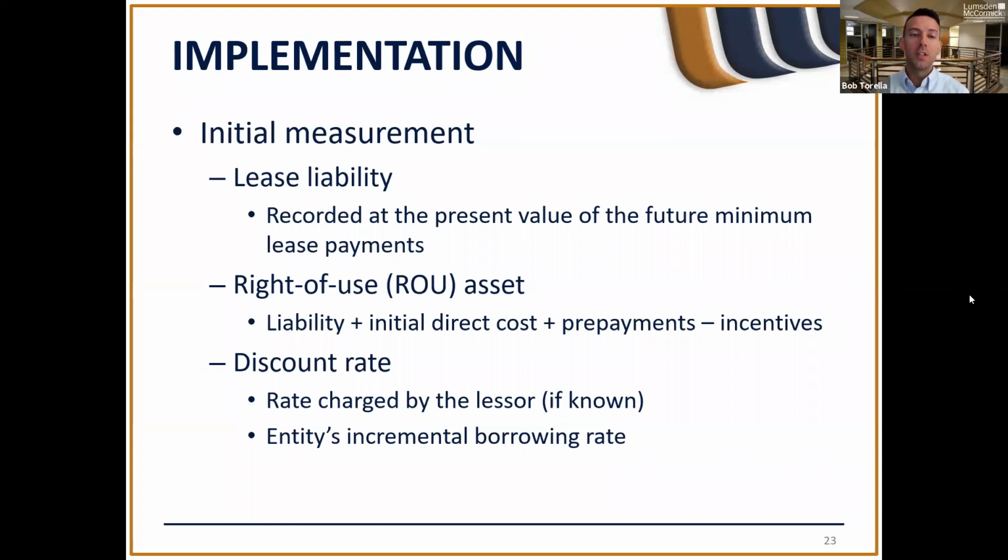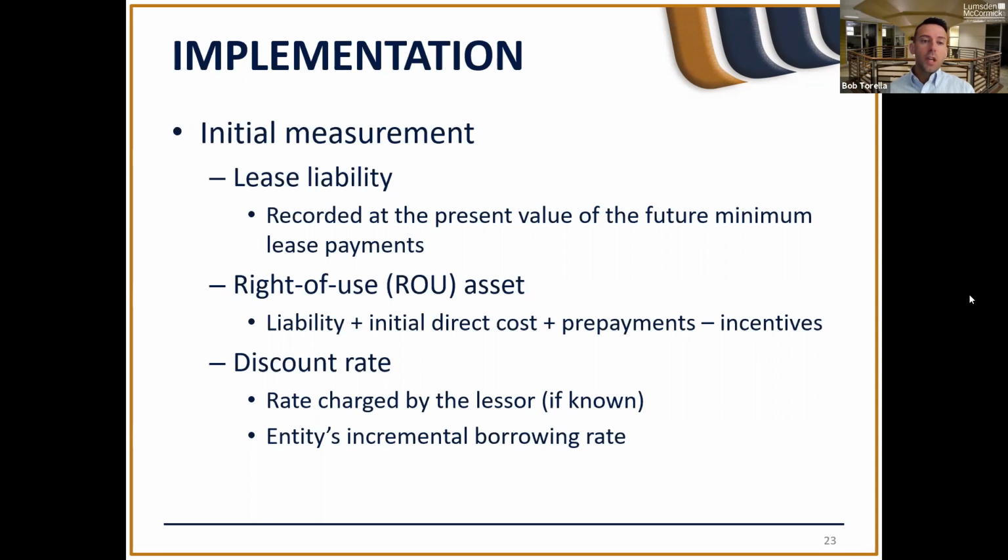Now, the good thing for private companies is they can elect a practical expedient and use the risk-free rate as the discount rate to present value their future minimum payments. But this is only for private companies. Public companies are not allowed to elect this practical expedient.